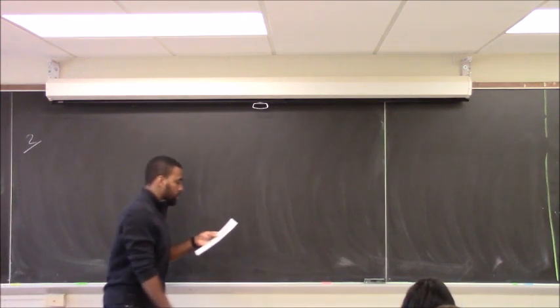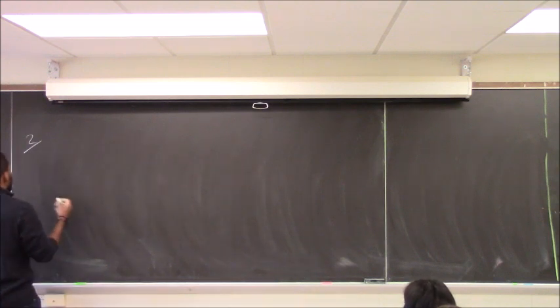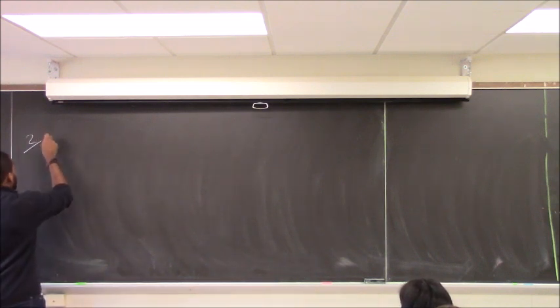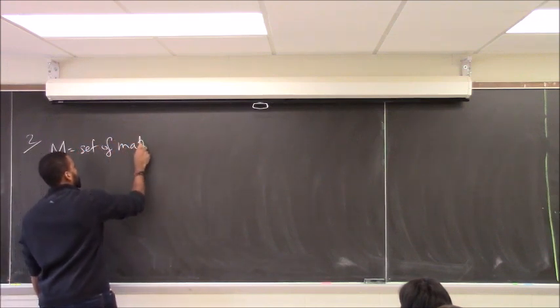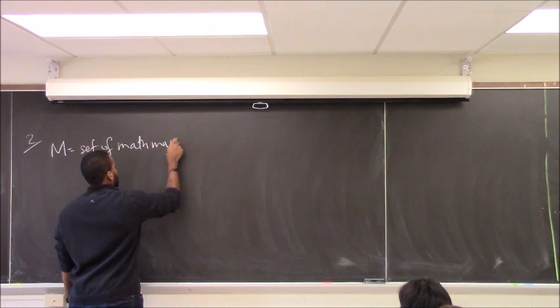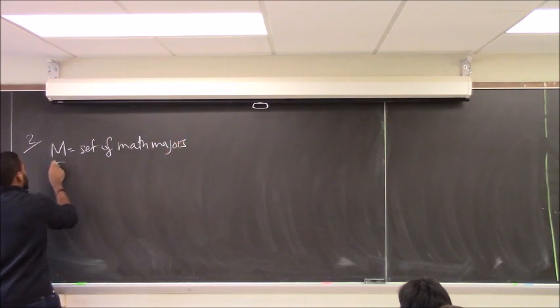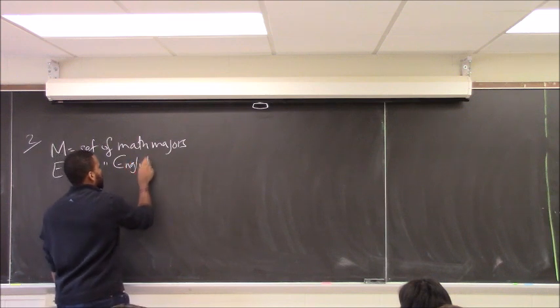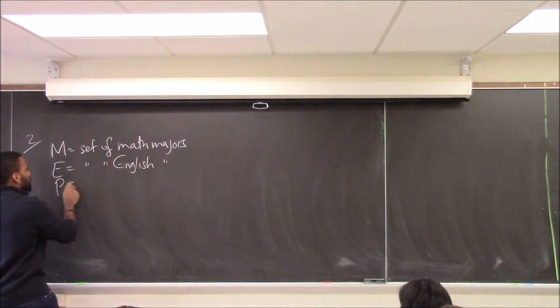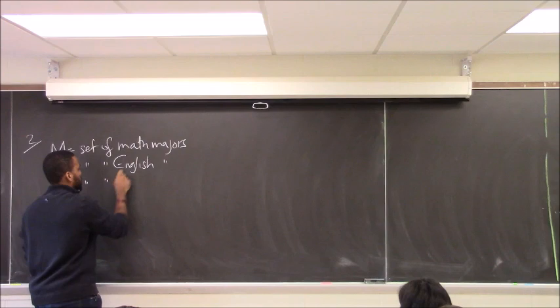Then we have to answer a bunch of questions about how many majors are in some other groups. So, like we said, we are going to define our sets. Let M be the set of Math majors. Let E be the set of English majors. Let P be the set of Physics majors.